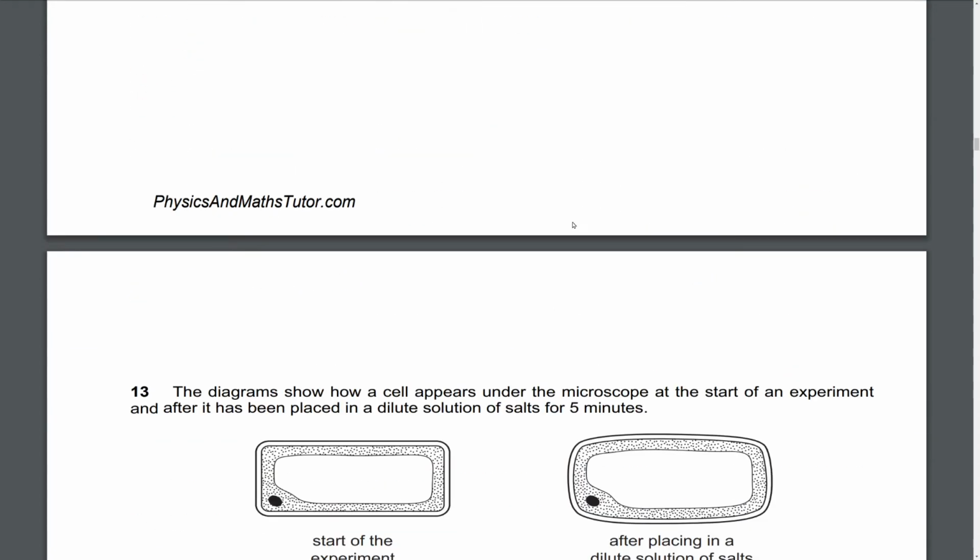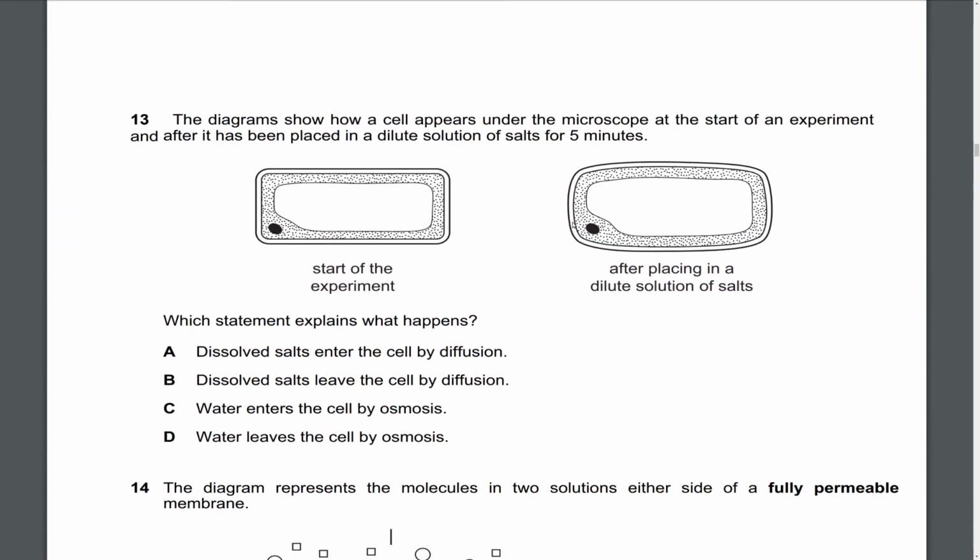Alright, on to the next question. The diagram shows how a cell appears under the microscope at the start of an experiment and after it has been placed in a dilute solution of salts for 5 minutes. Which statement explains what happened? As you can see here, it looks perfectly fine, and here it just looks a little bit puffed up. So what happened here? Water entered and caused it to puff up. So basically it's C again.